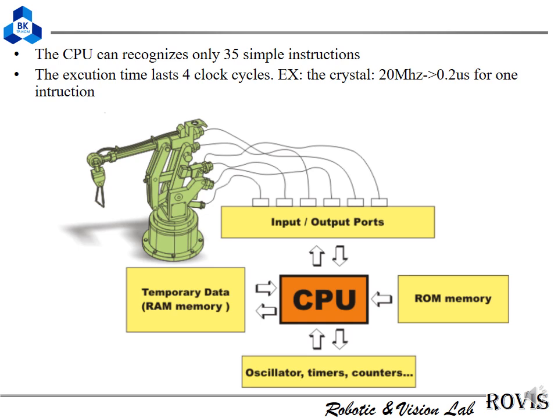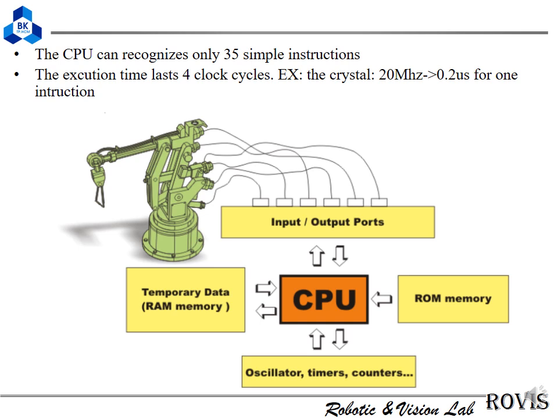Okay, the next one is the CPU. Our PIC microcontroller has just 35 instructions. That means 35 commands, a very small number of instructions, right? Commands that you can study. You just need 35 commands. And the execution time lasts 4 clocks.